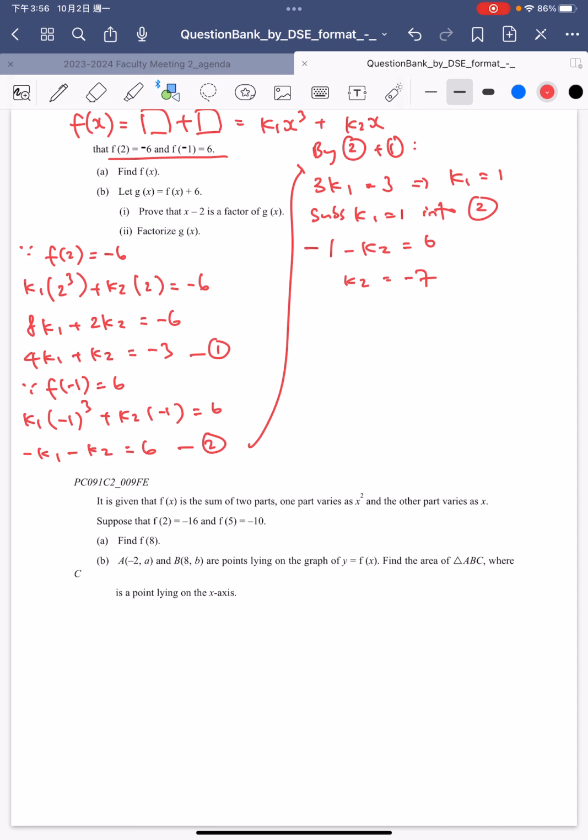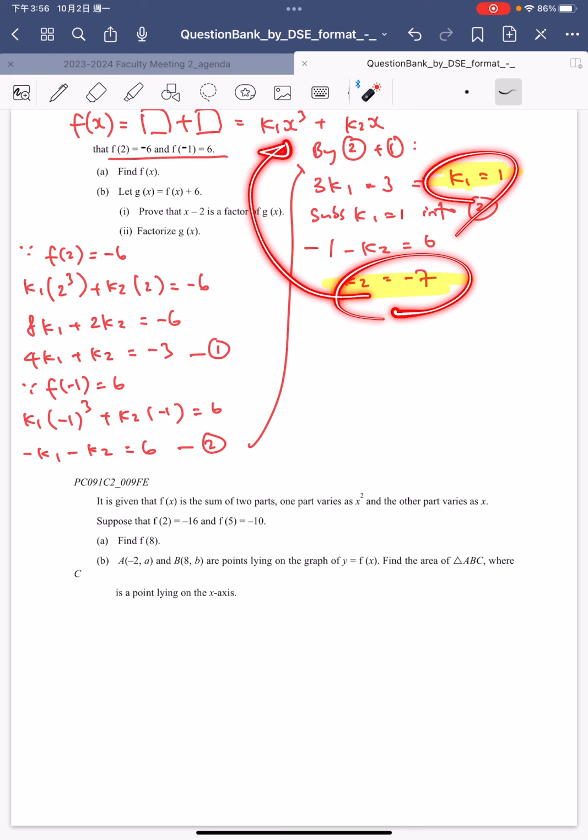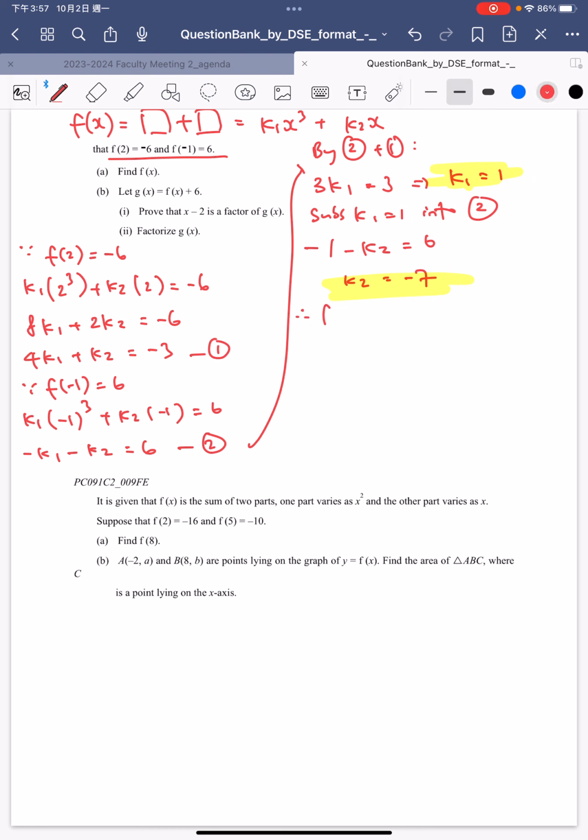So now we have the value of k1 together with the value of k2. Then we can substitute these two values back into our initial formula, so that f of x is basically equal to k1 x cubed. So k1 is 1, so x cubed minus 7x. So this is our formula for f(x). So we have done the first question.